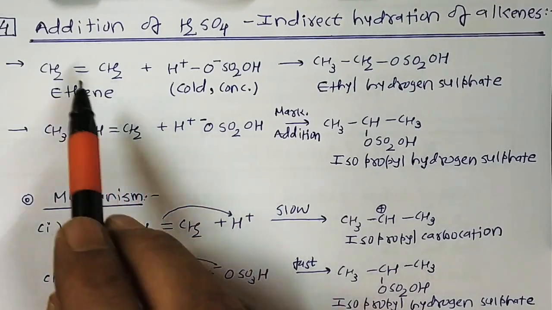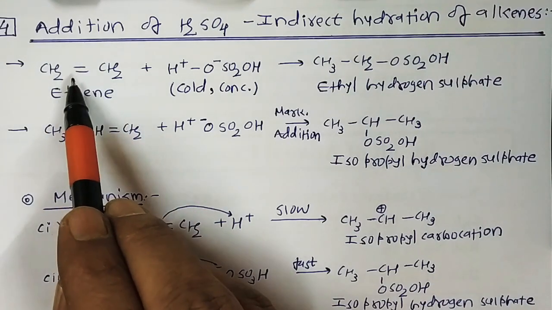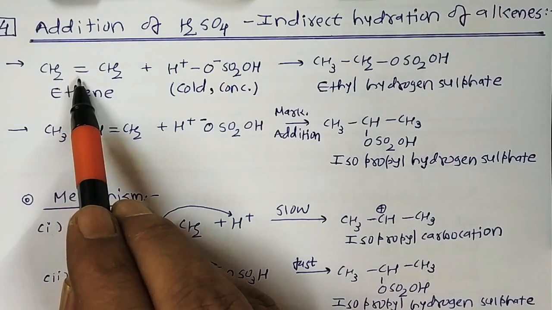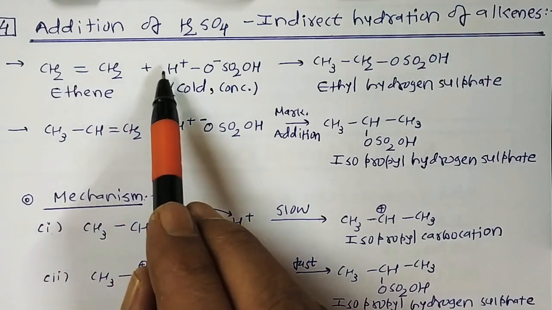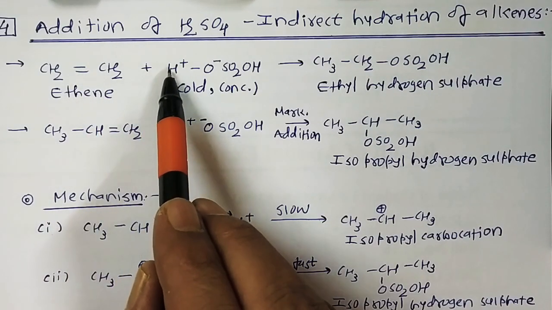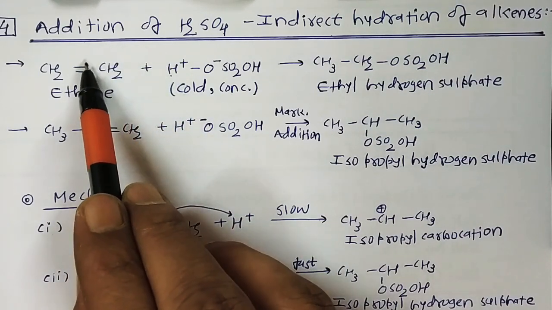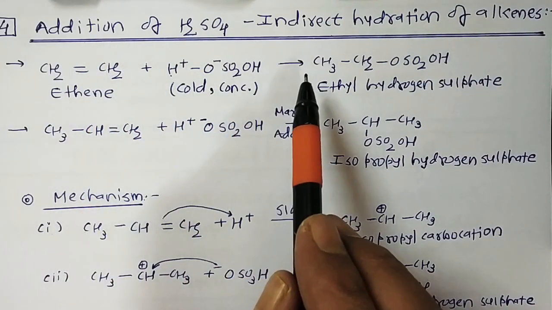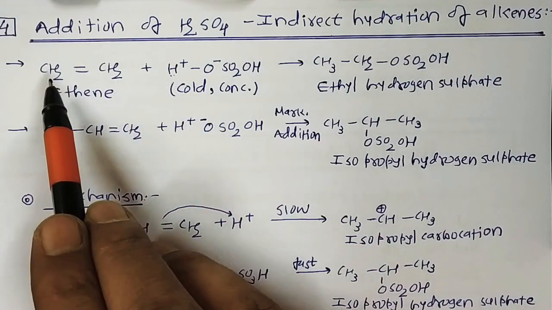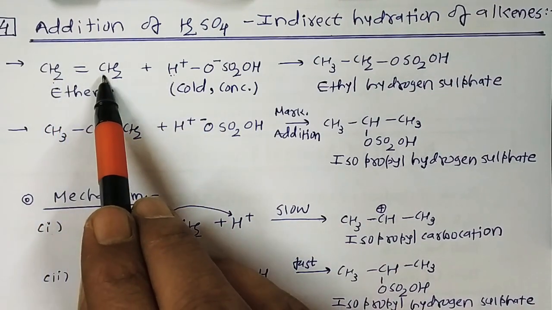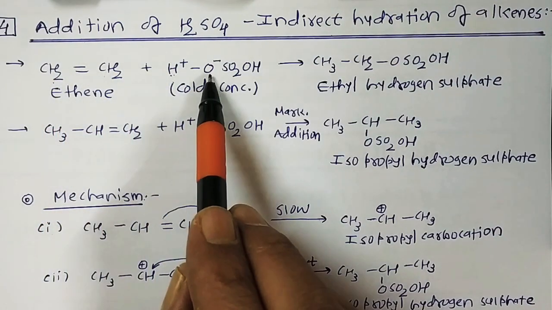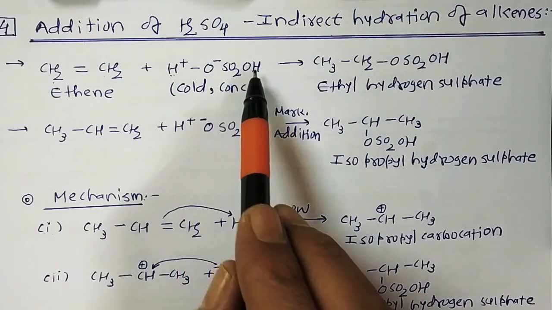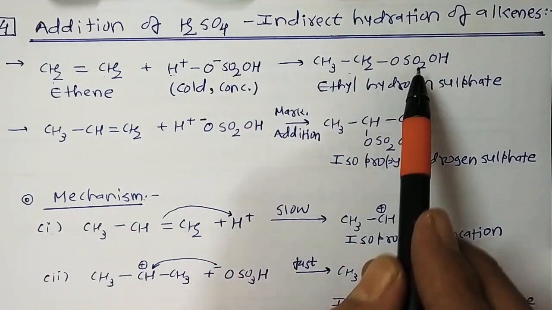So in these reactions, first these pi electrons are the electron source, and H plus is the electrophile. So definitely in the first step, the electrophile is attracted towards the pi electrons. So the first step is that H plus is added here, and the remaining portion is connected with O minus SO2 OH. So this is ethyl hydrogen sulfate.